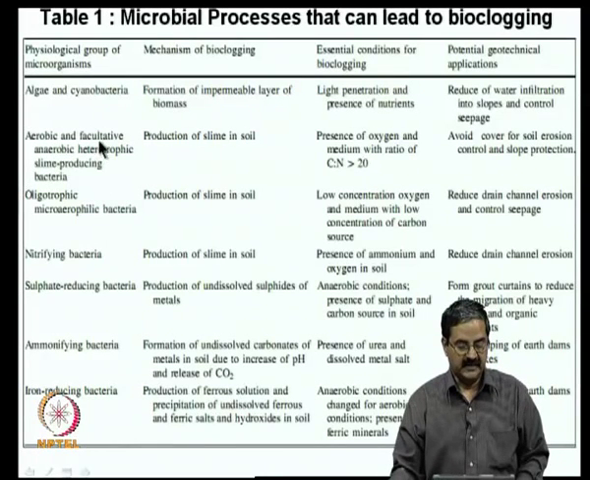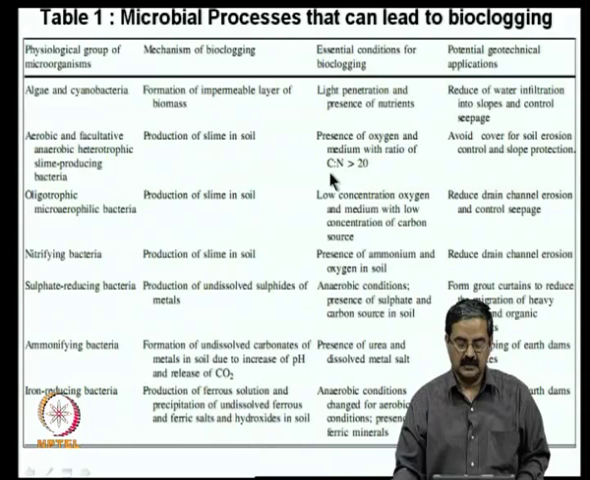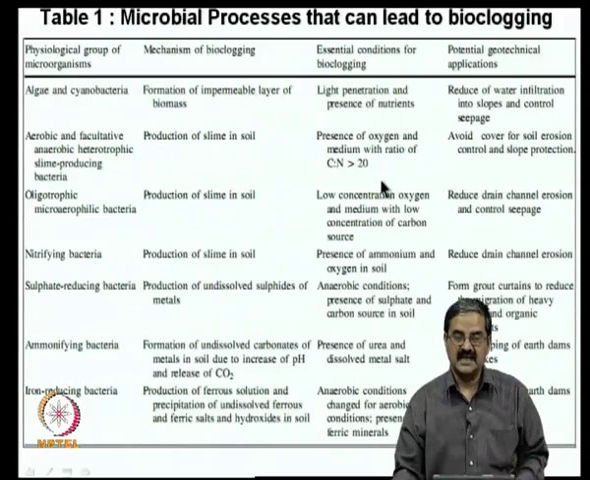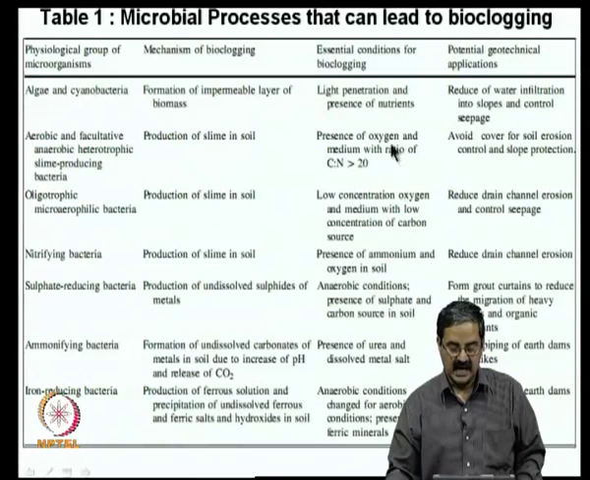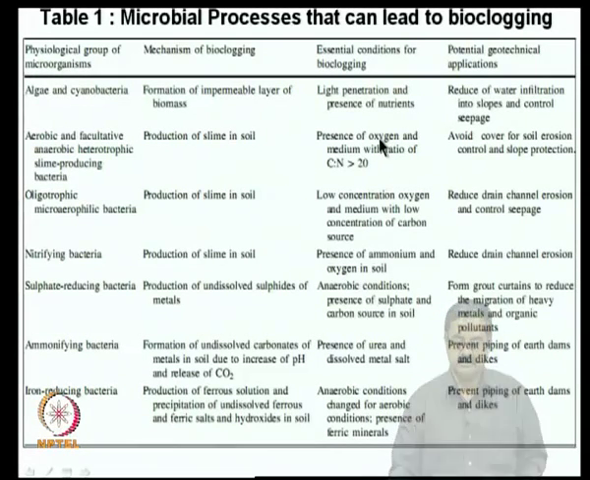Then aerobic and facultative anaerobic bacteria need presence of oxygen and a medium with a ratio of carbon to nitrogen more than 20. And then in some other places it could be low oxygen concentrations. Then nitrifying bacteria need presence of ammonium and oxygen in soil. So, some of these things have been mentioned here, and one needs to understand that yes, these conditions have to exist to have maximum benefit.